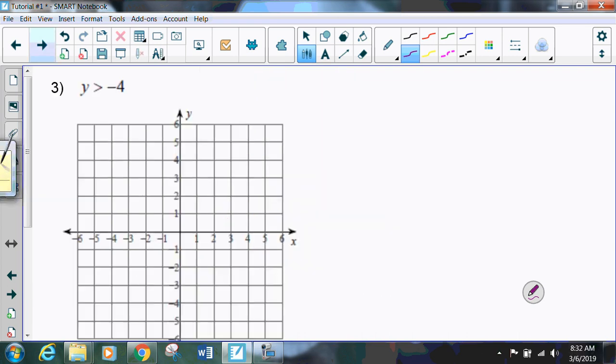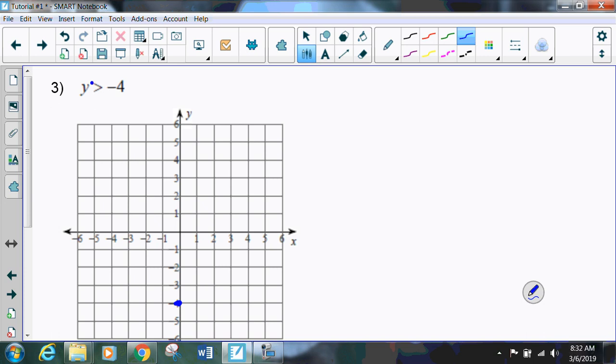So let's look at this next problem. We've got y is greater than negative 4. Okay, I know what the line y equals negative 4 looks like. I go to my y-axis, and I put a dot on the negative 4, and I know that the slope is 0. It's going to be a flat line, but I don't know whether to draw a solid or a dotted. What do you think? That's right, we're going to do a dotted.